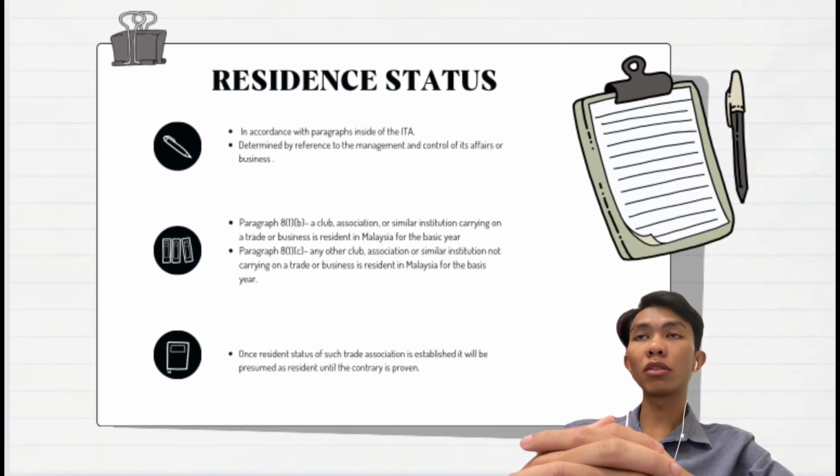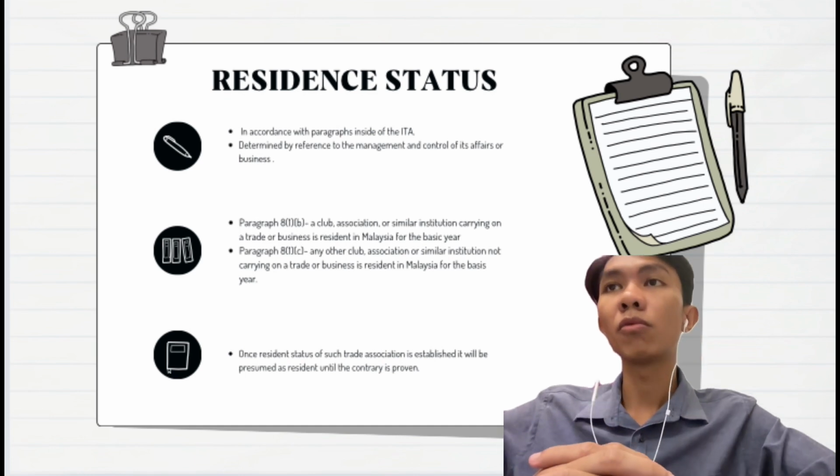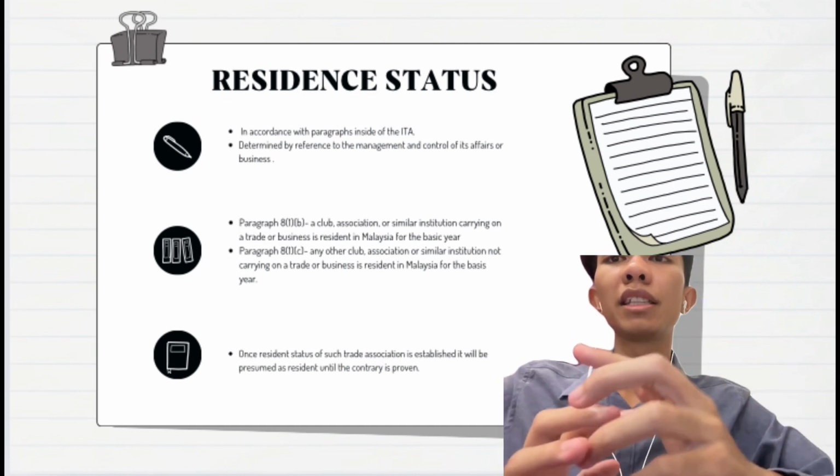Assalamualaikum warahmatullahi wabarakatuh. Thank you to my groupmate for giving the information before. So now I'm going to talk about the resident status, tax rate and the formula. To determine the resident status for a trade association, it must be in accordance with section 8.1b and 8.1c of the ITA.